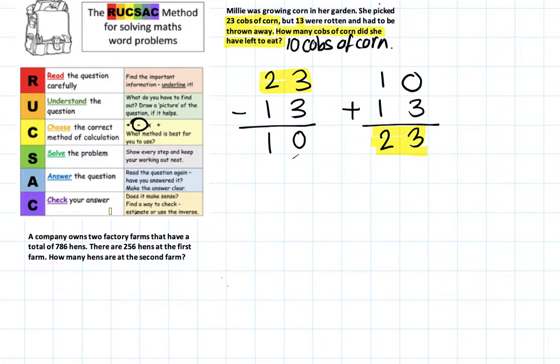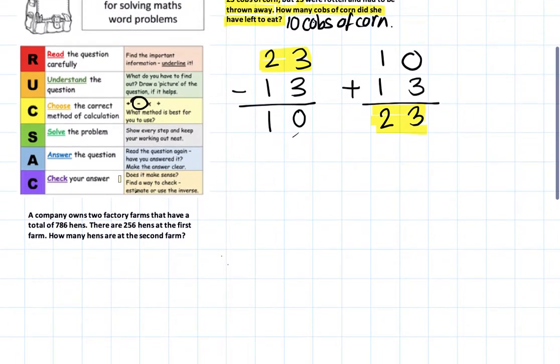So we're looking for numbers, okay, and we're looking for that last question that's going to help us answer the question. Okay, so a company owns 2 factory farms that have a total of 786 hens. There's my first important bit of information. All right. There are 256 hens at the first farm. Do you see another bit of important information? Yes, 256 hens.